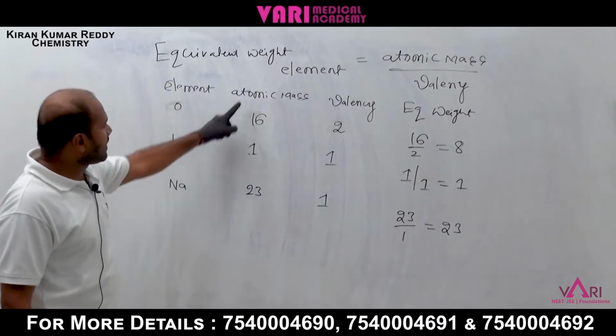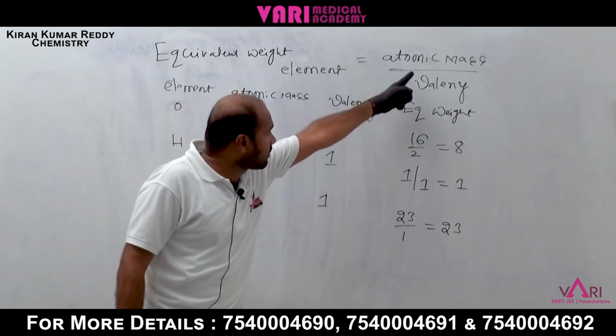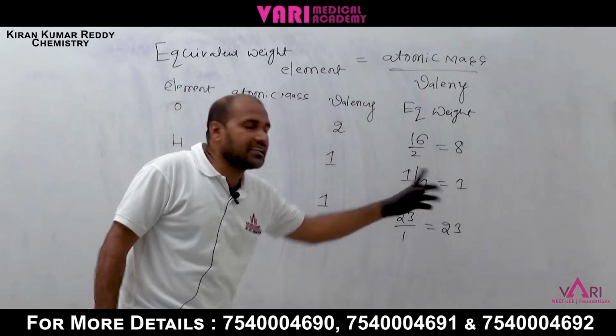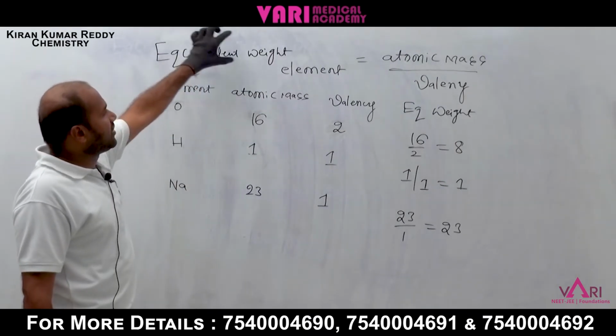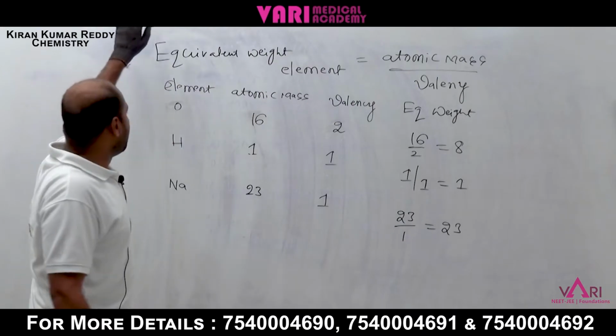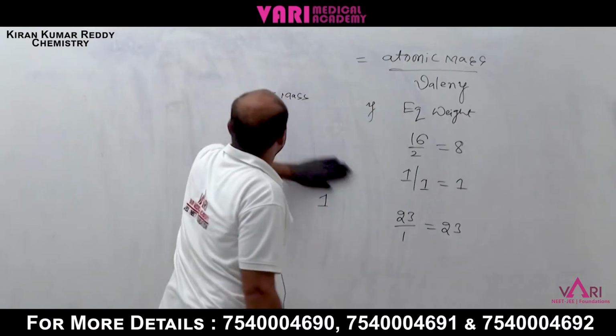Hydrogen element, atomic mass is 1, valency is 1, 1 by 1. What is the formula? Atomic mass by valency, that is equal to 1. This formula is used for the equivalent weight of an element. Next one is the equivalent weight of the acids.